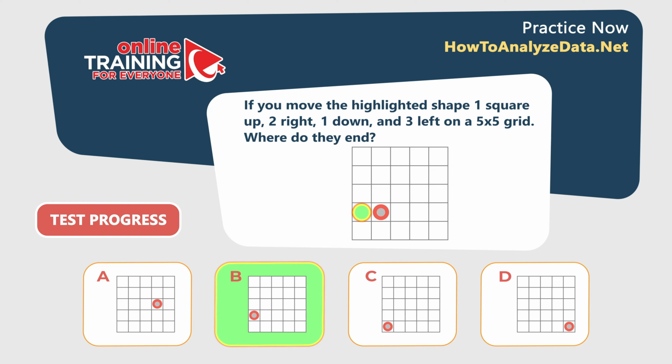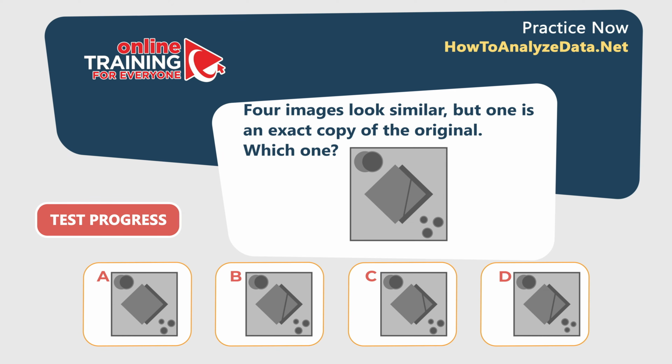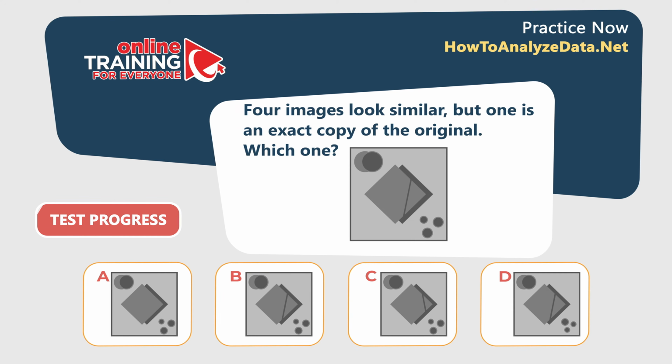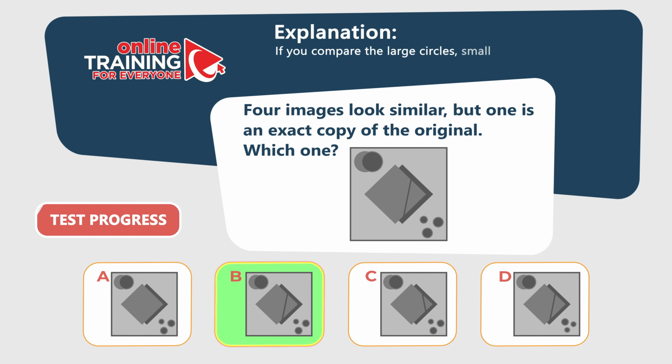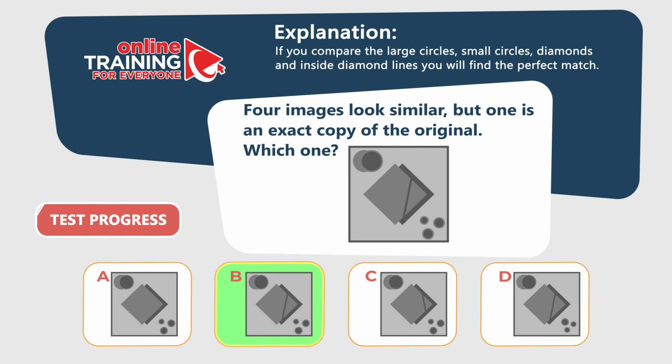Now let's get started. Four images look similar, but one is an exact copy of the original. Which one? A, B, C, or D? The correct answer is choice B, and here's why. If you compare the large circles, small circles, diamonds, and inside diamond lines, you will find the perfect match.